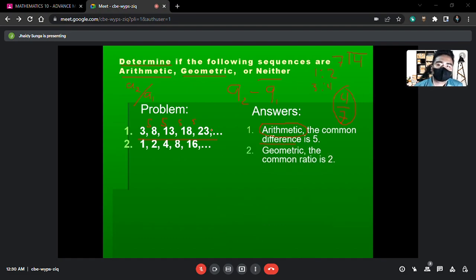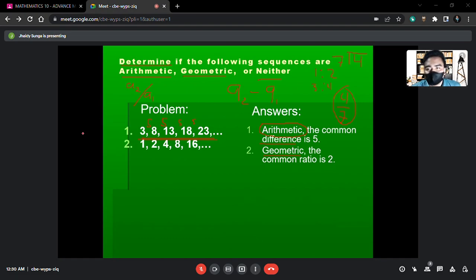Alright, so the thing is, it is geometric. Why is it geometric? If we notice, what we did in the first given is we added, right? In each term, it was added. While in geometric, in each term, it was multiplied or divided by.